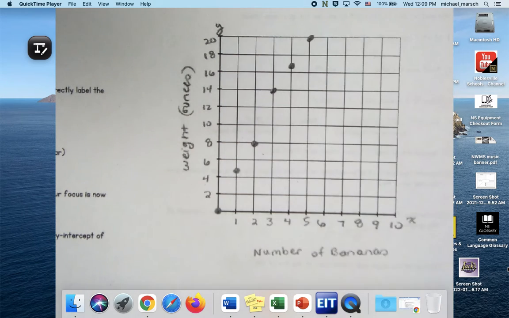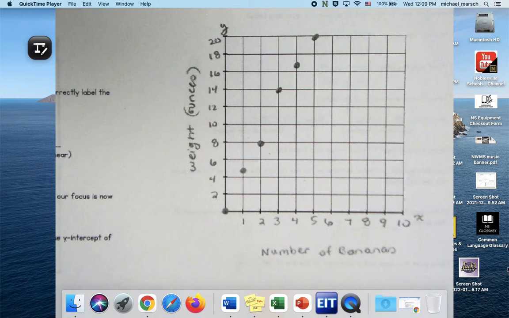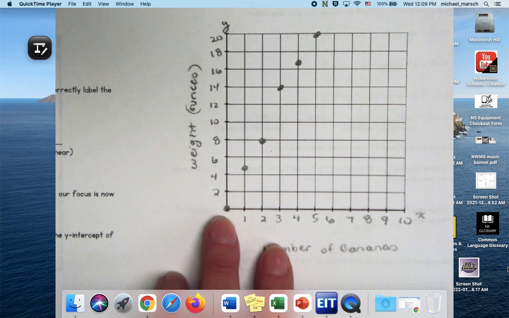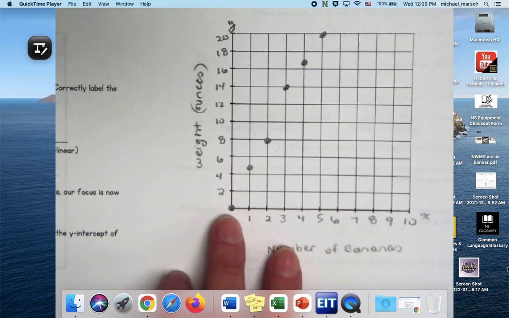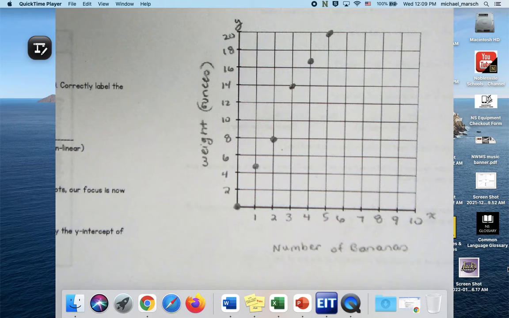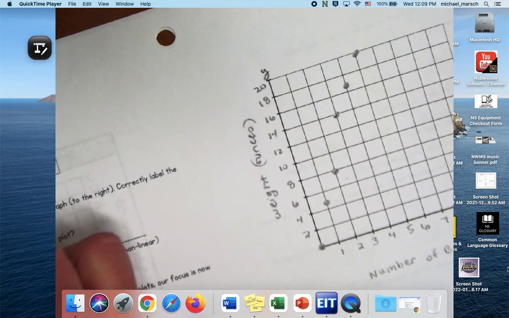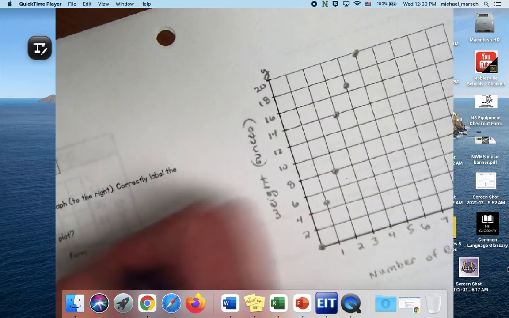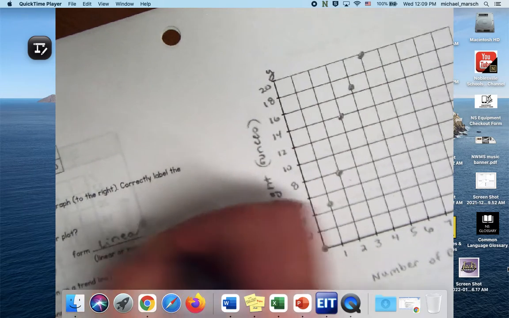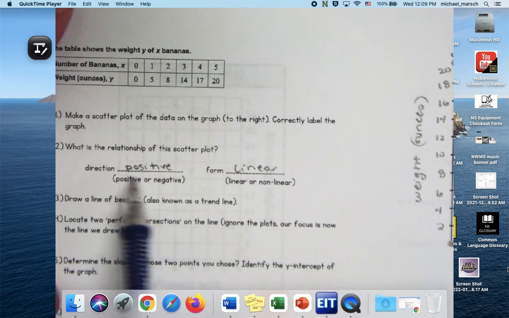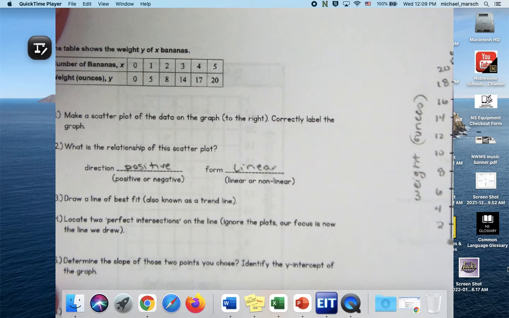Hopefully your scatter plot looks something like mine. And then I need to determine the direction and form. What's the direction? What's the form? Positive linear. Positive linear, good. I'm gonna fill that in. I gave you the little hints of what you could choose. And guys, if it's nonlinear, it's gonna be super drastic and obvious. It's gonna be a wildly not straight line.